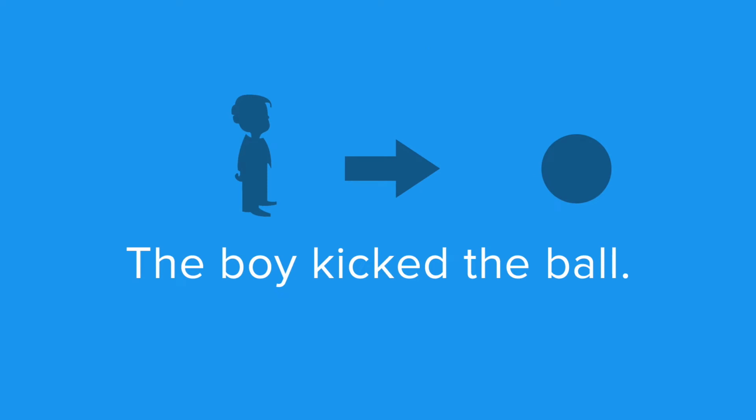Have a look at this sentence. Let's identify the verb in the sentence first. This is the action that is being performed. In this sentence, the verb is kicked.